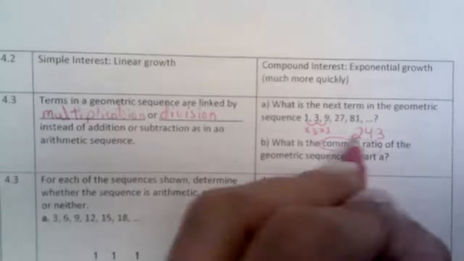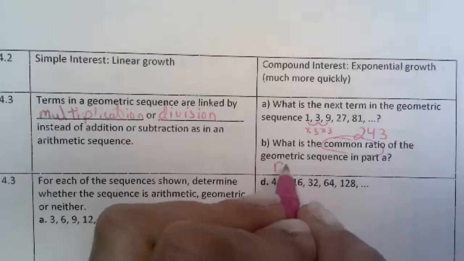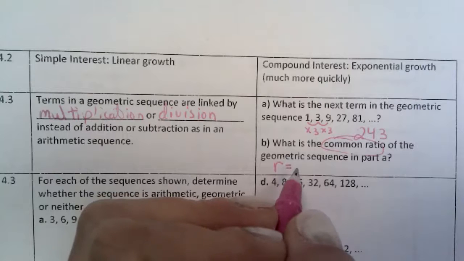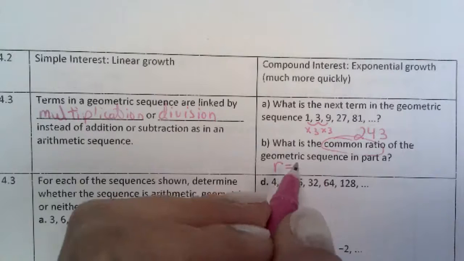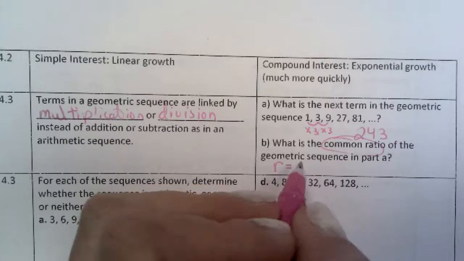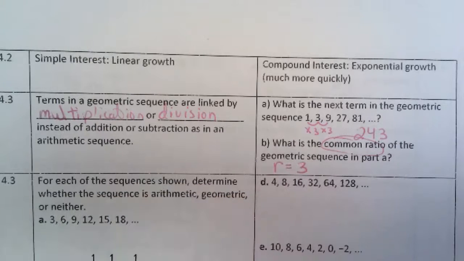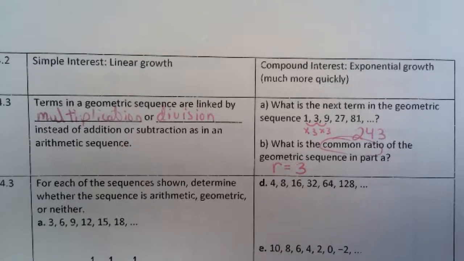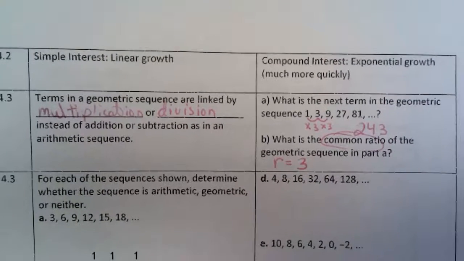So our common ratio is the value that we're multiplying by. We never use division. We're always going to write it as a multiplication. So if it's divided by 5, we would really write times 1 over 5 for our common ratio. So our common ratio here is 3. That's what we're multiplying by to get the next term.